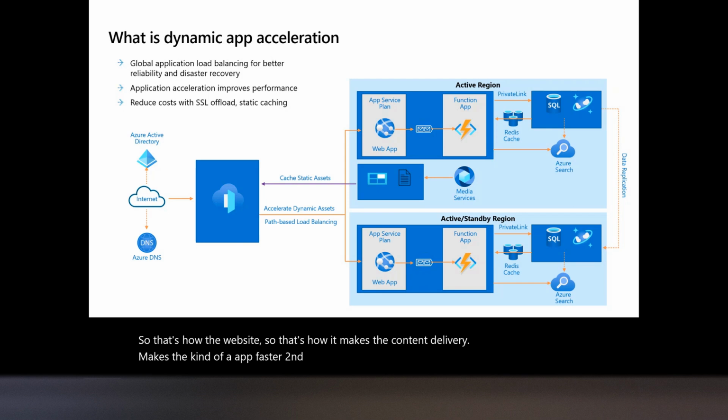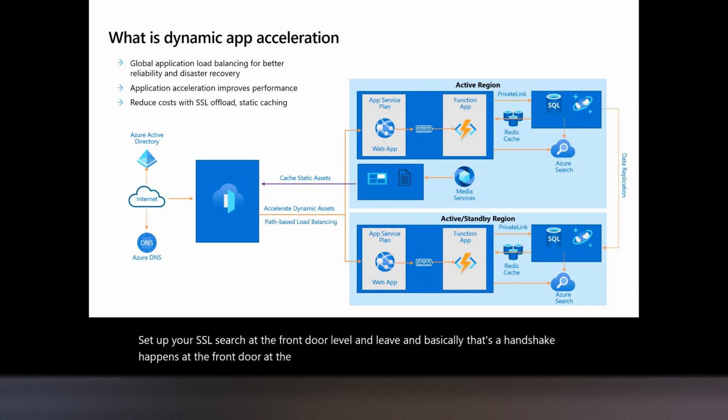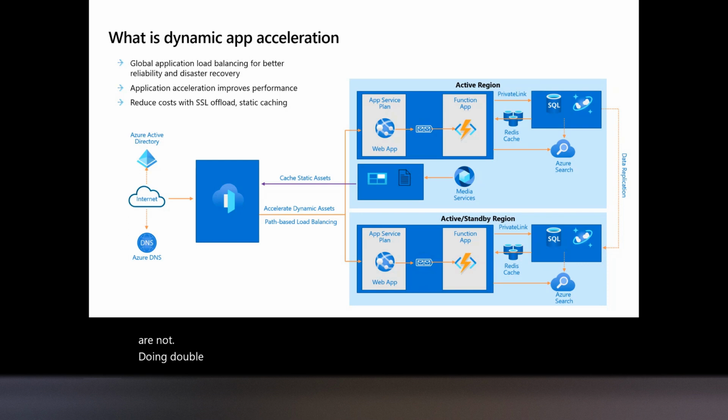Second thing is it has the ability to cache content. You will see in the demo how easy it is, just a checkbox to cache the content. So static content can be cached. You can do SSL offloading. So you can set up your SSL cert at the Front Door level. The handshake happens at the Front Door, at the edge level, and that enhances performance because you're not doing double SSL at the back end. So that's something else that really helps in making the application faster.